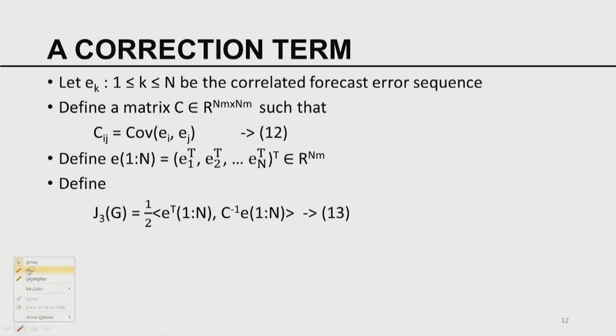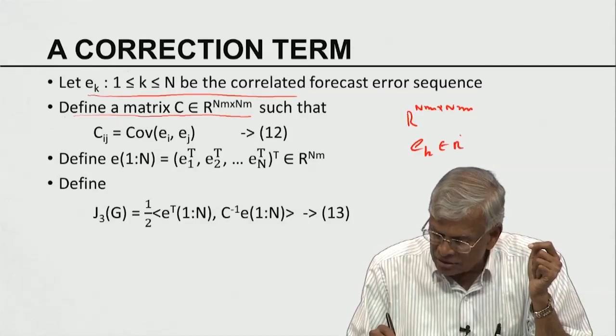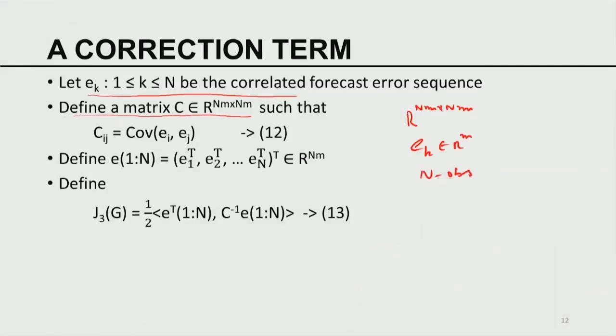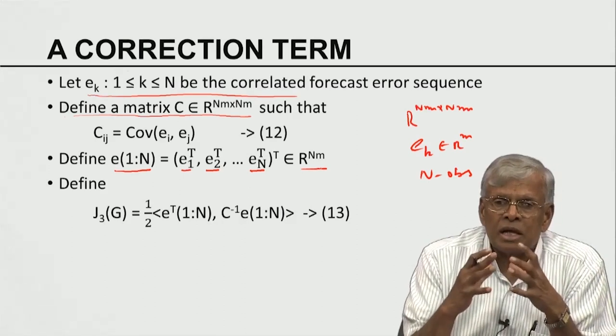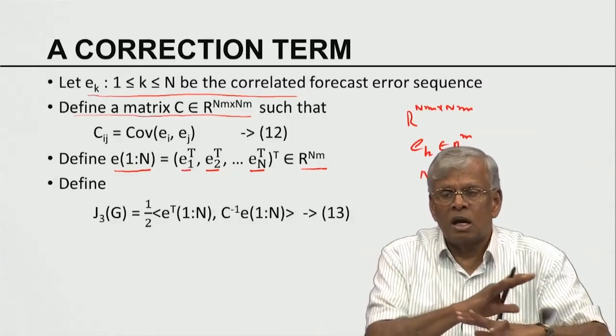So now that we have established that the errors are serially correlated, what is it that I want? I would like to be able to define a matrix C. What is this matrix C? The matrix C is R^NM times R^NM. Why NM? M is the size of the forecast error. Please recall, this is the size of the forecast error. I have N observations. So if I consider all the observations together, the set of all forecast errors from time 1 to N, I am sticking them all together to get a gigantic vector which is in R^NM. If I have a vector in R^NM, its covariance must be R^NM times R^NM. So C is a gigantic matrix that represents the serial correlation between all the states.